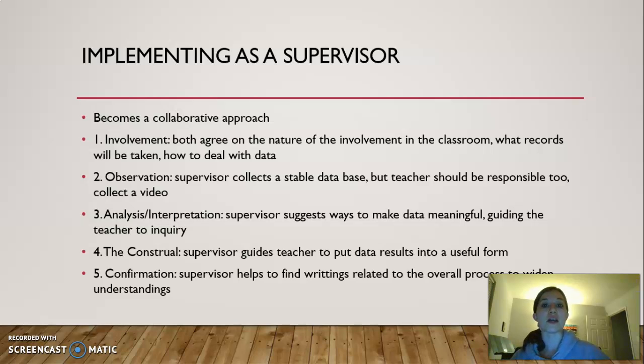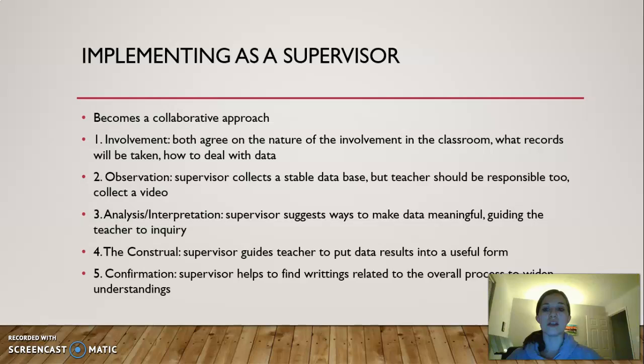So taking this process as a supervisor, it becomes a collaborative approach. It is not extremely directive and it is not 100% teacher driven, although reflection through recollection can be teacher driven if a teacher chooses to do that on their own, not as a form of evaluation. The first step of this would be involvement. So agreeing on the amount of involvement the supervisor is going to have in the classroom. So what kind of records are taken and how to deal with that data.